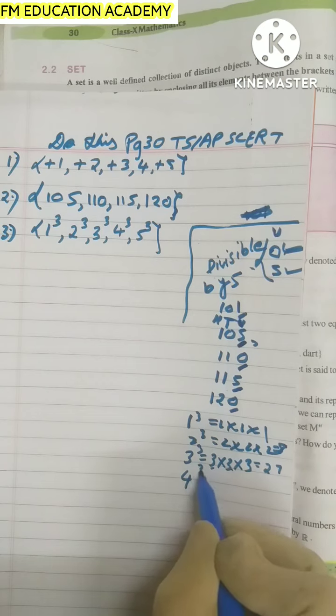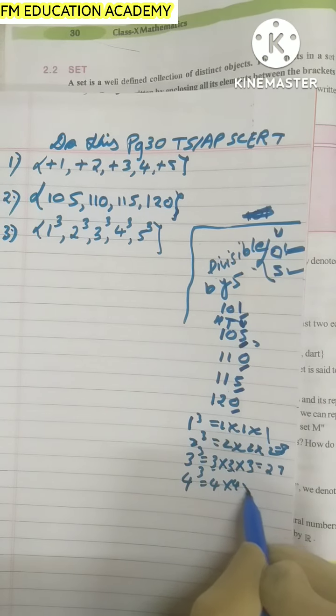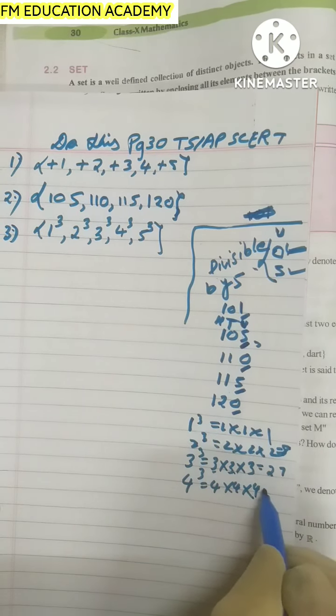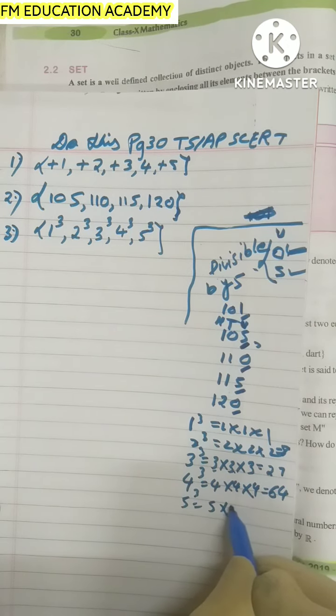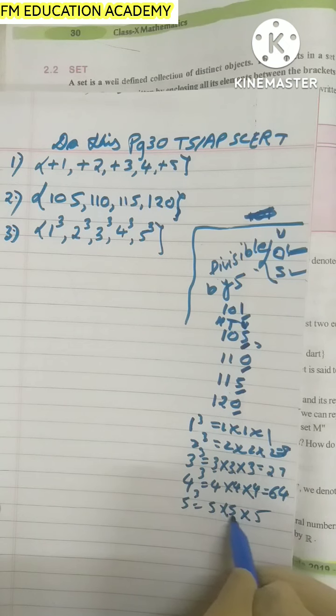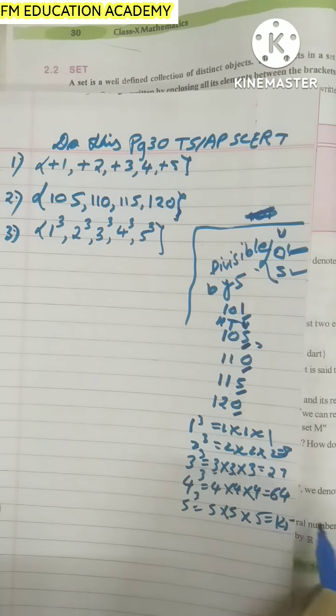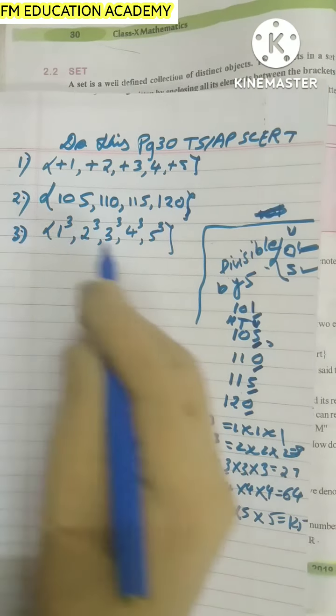How can I write 4 cube? 4 into 4 into 4. 4 4s are 16, 16 4s are 64. Similarly, 5 cube is 5 into 5 into 5. 5 5s are 25, 25 5s are 125. It asked me the cube of the first 5 numbers.